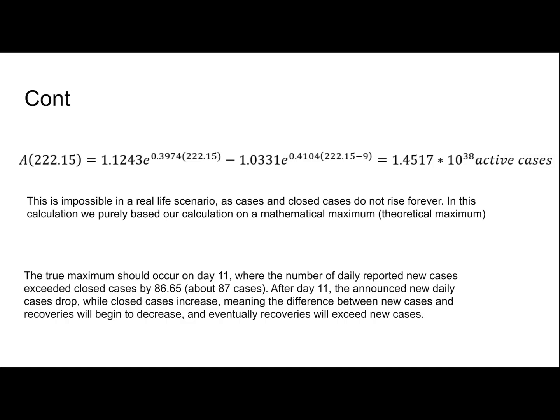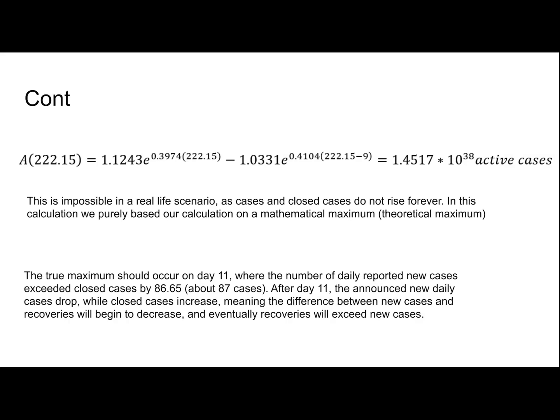So this is impossible. The actual true maximum occurs on day 11. The reason it occurs on day 11 is because our exponential was valid for the first 11 days. So our true maximum occurs on day 11 when the new cases are increasing and the recoveries were really slow at the start. So the number of daily reported cases exceeded closed cases by 86.65, or about 87 cases.